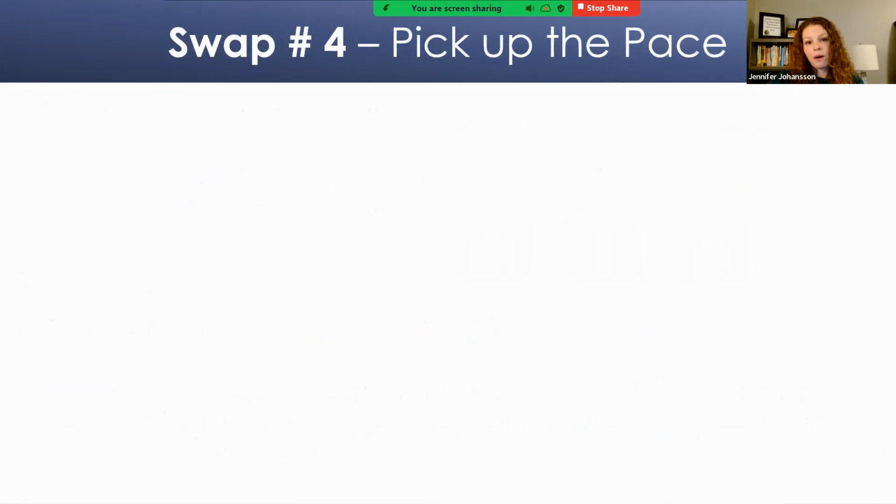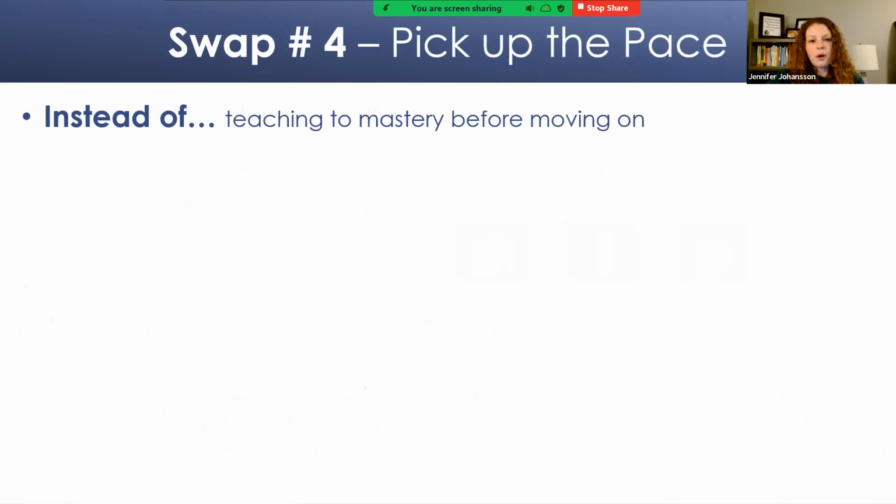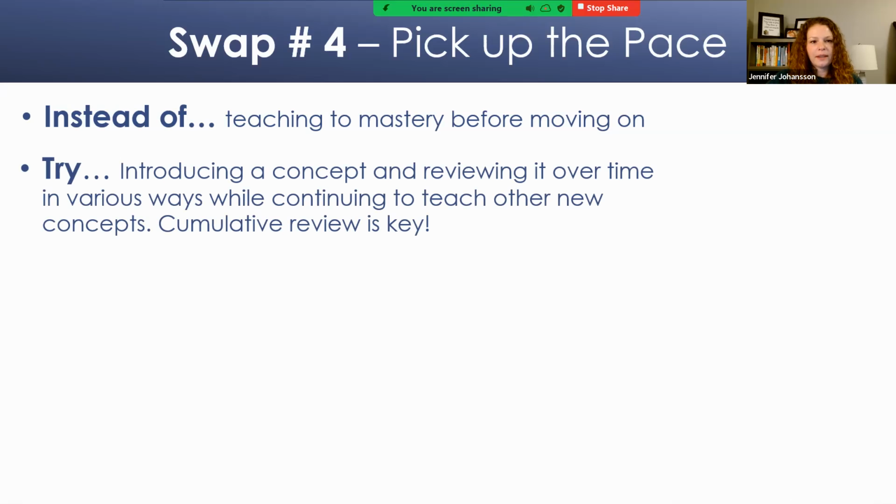And swap number 4, which is a big one, is picking up the pace. So instead of teaching to mastery before moving on, and we know there are programs out there, I spoke to a parent probably about a month ago. She spent 8 months, or maybe even 9 months, working on 4 digraphs. I can't even imagine how frustrated her child must have been, but she couldn't move on until mastery. The child had mastered it.